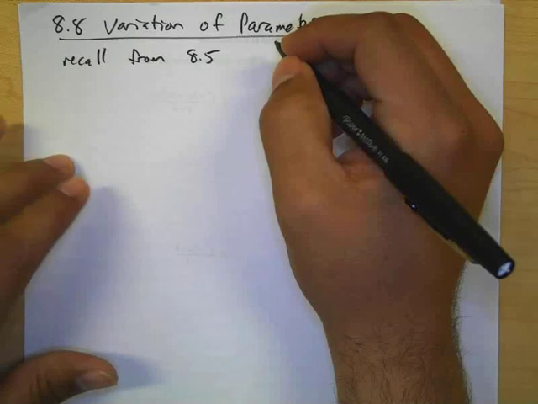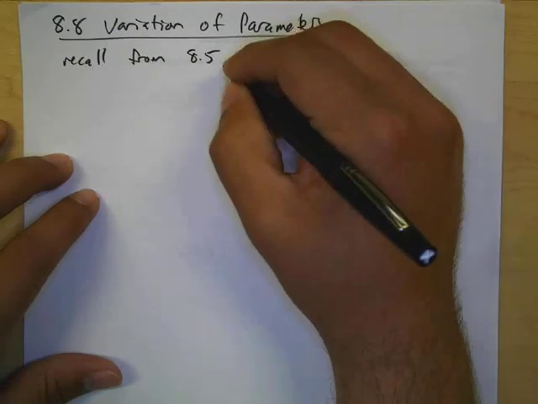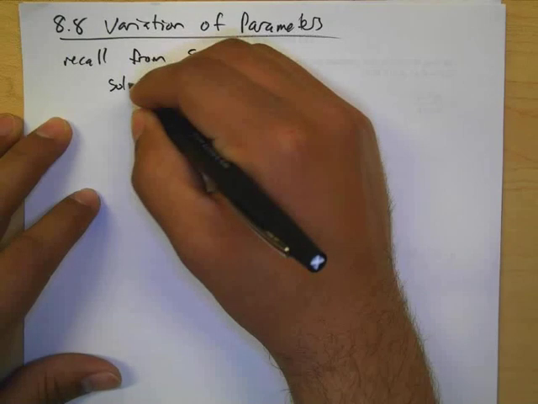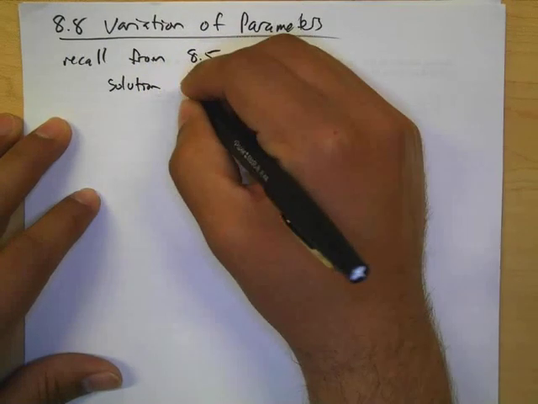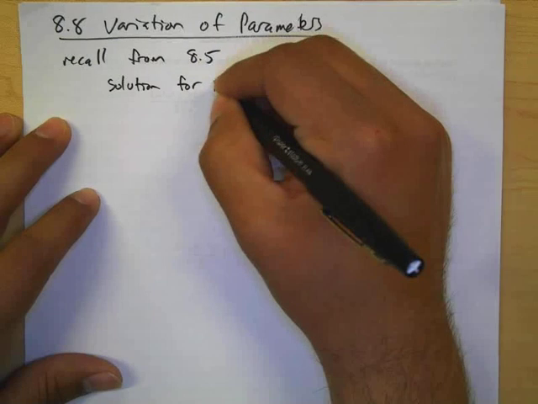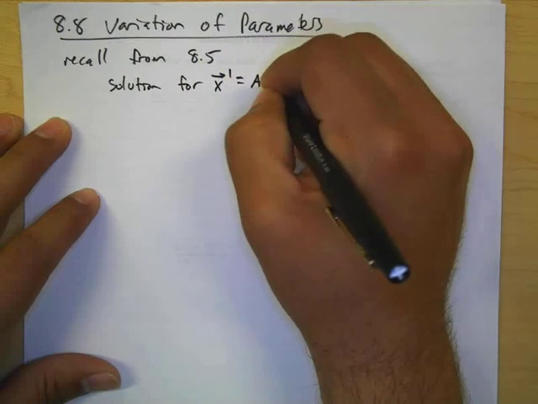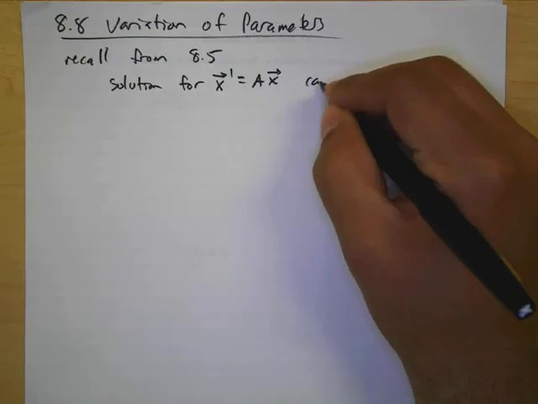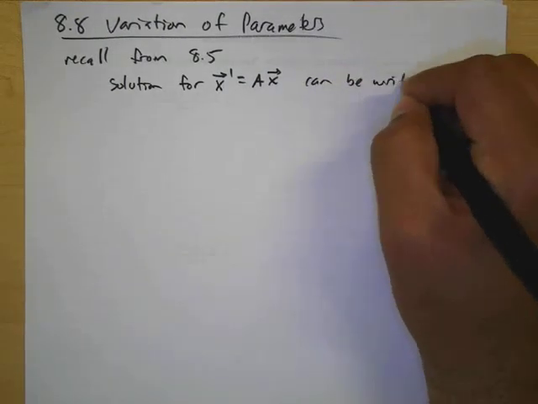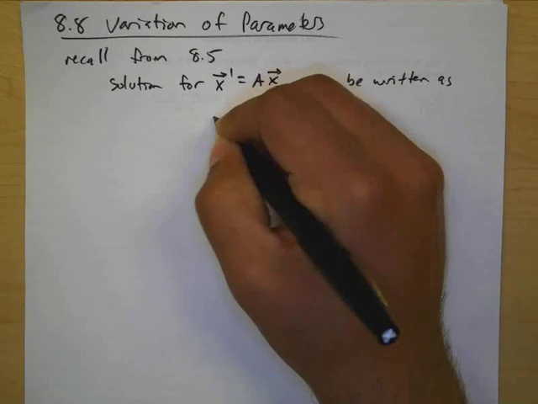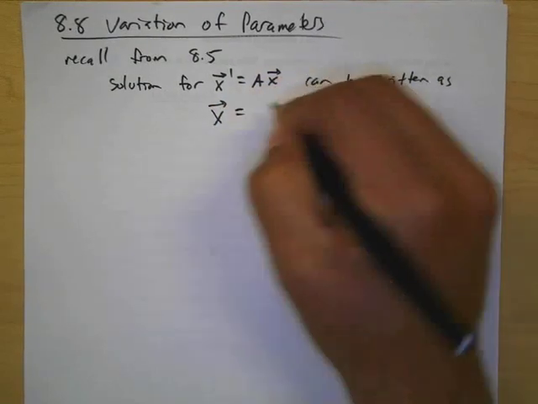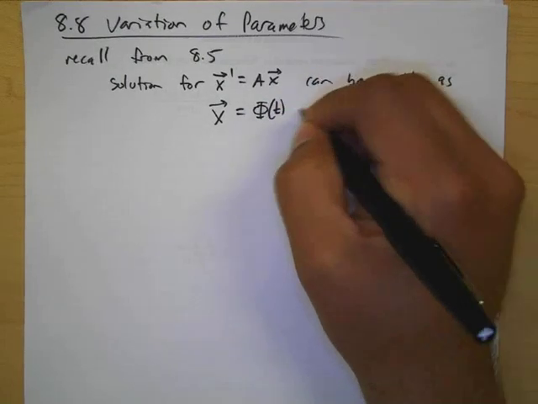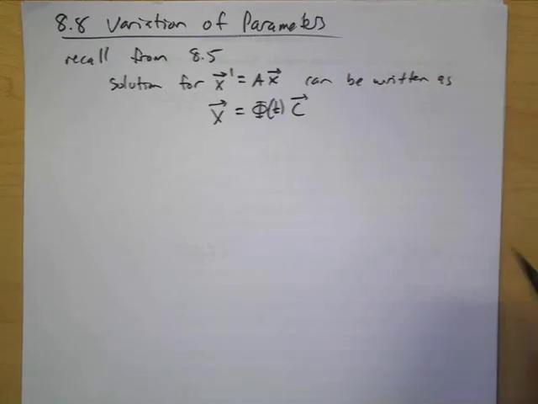It was 8.5. So recall from 8.5 that the solution for the system x prime equal to Ax can be written as x equals fundamental matrix phi of t times some constant column vector.